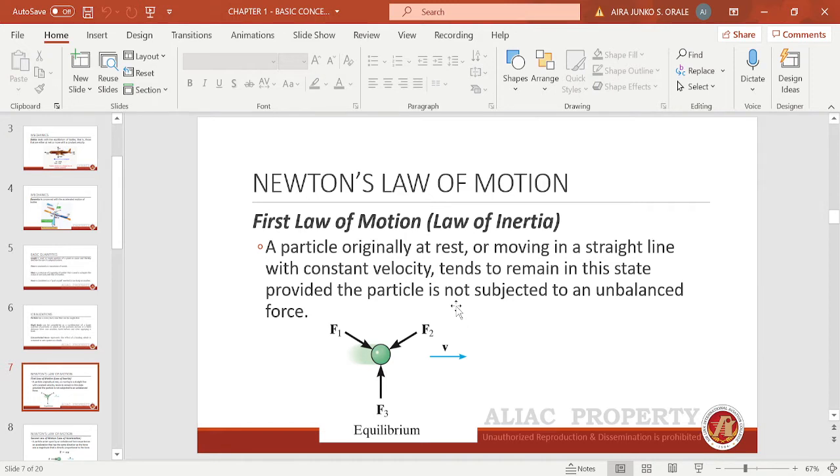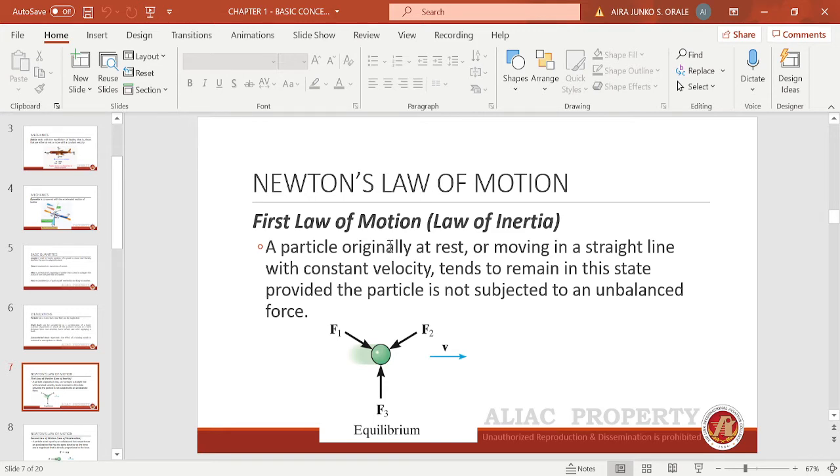states that a particle originally at rest or moving in a straight line with a constant velocity tends to remain in this state, provided the particle is not subjected to an unbalanced force or external force. Which means as long as there is no external force, if the object is moving, it will continue moving, or if the object is at rest, it will remain at rest until there is an external force.